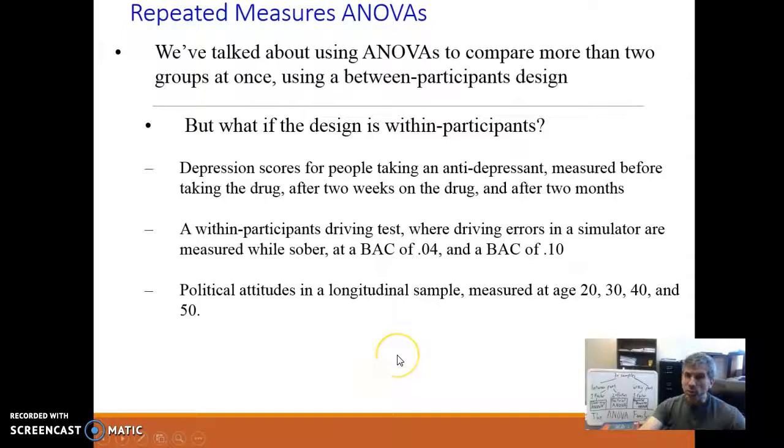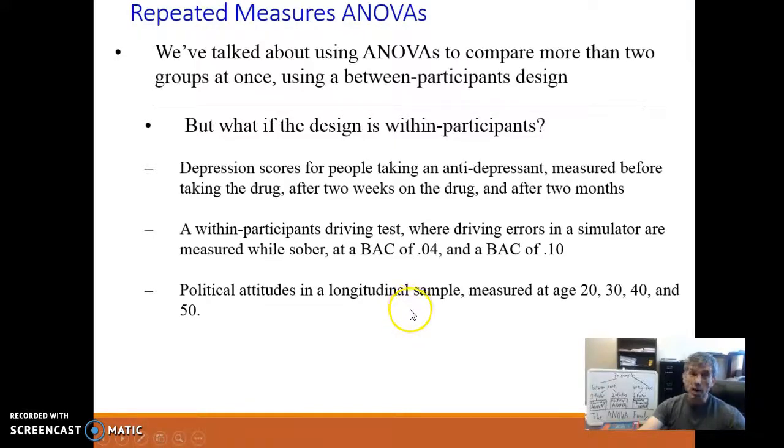Or even some places will track participants for literally decades. There are some really long-term surveys. Harvard has some famous ones that have tracked people for like 50 years straight. And of course, they're measuring that same group of people repeatedly over time. Like here, they might measure their political attitudes over a 30-year period.